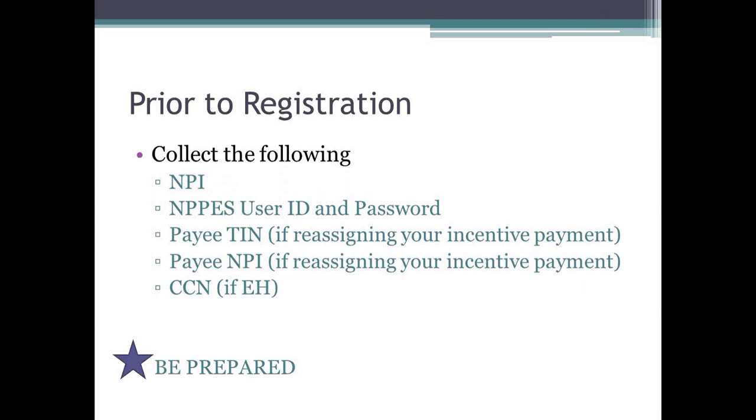Prior to registration, you want to ensure that you have the following: the NPI, the National Provider Identifier, and you'll need their NPPES user ID and password. And if providers are assigning you to act on their behalf, you will have to have your own user ID and password. The payee tax identification number, if the provider is reassigning their benefit, their incentive payment, and that payee's national provider identifier, the NPI number. Also, if you're a hospital, you'll need your CCN, your CMS certification number as well.